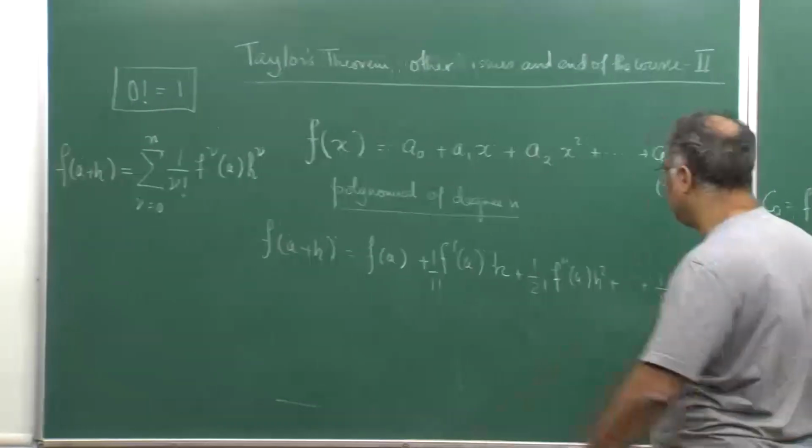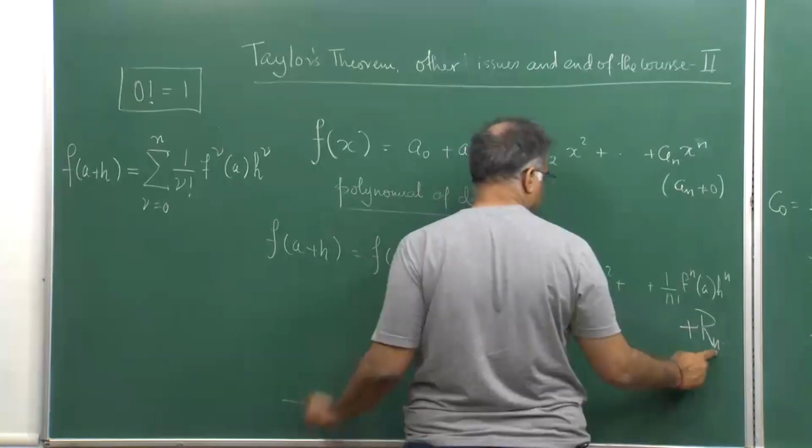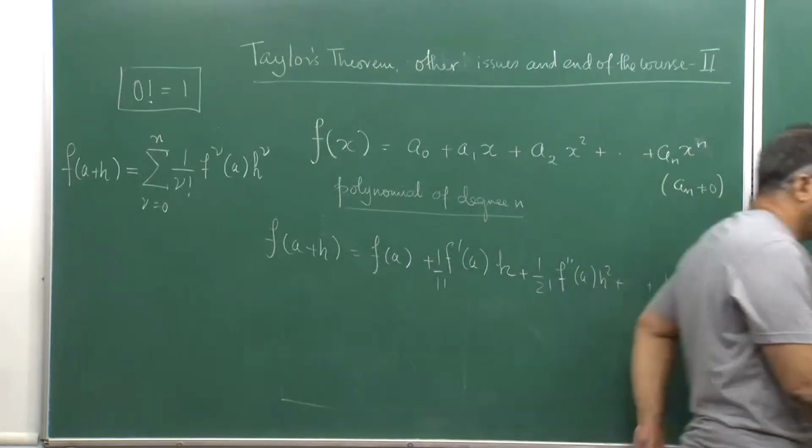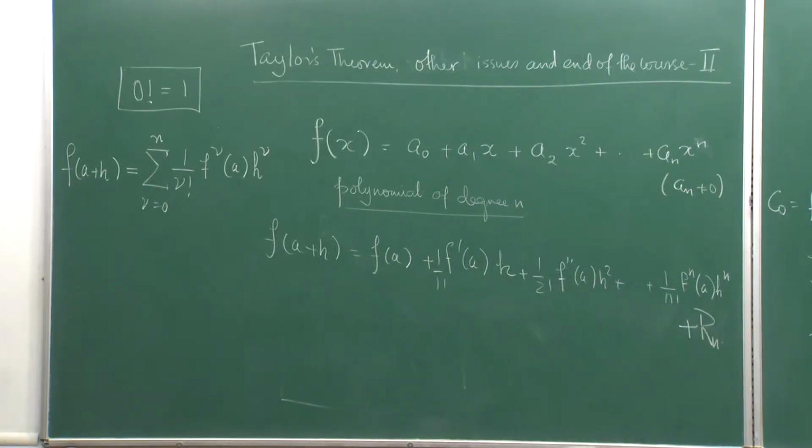So, this is the key idea that Taylor gave to Newton, and then Taylor figured that out. The first part is called Taylor's polynomial, and this is the remainder term. Now, what is the remainder term? How does the remainder term look?